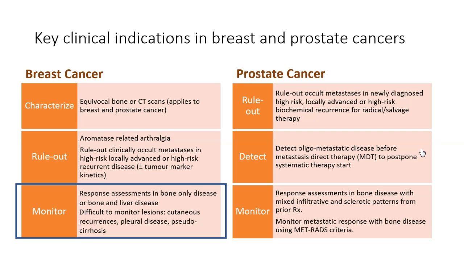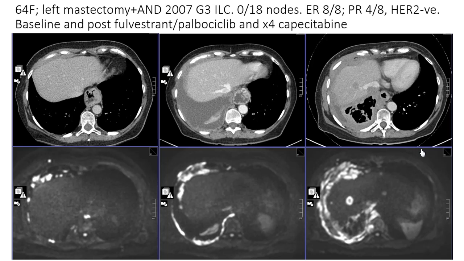Okay, so we now have learned that we can use it for response assessment for bone-only disease or bone and liver disease. But we can also use it to monitor those difficult areas to evaluate, such as cutaneous recurrences, pleural disease, and pseudocirrhosis. So here's a patient with ER-positive breast cancer before and after fulvestrant, and then before and after capecitabine. You'll see on the CT scan, we can see that the patient is clearly progressing, and here is a metastatic deposit that has emerged in the liver.